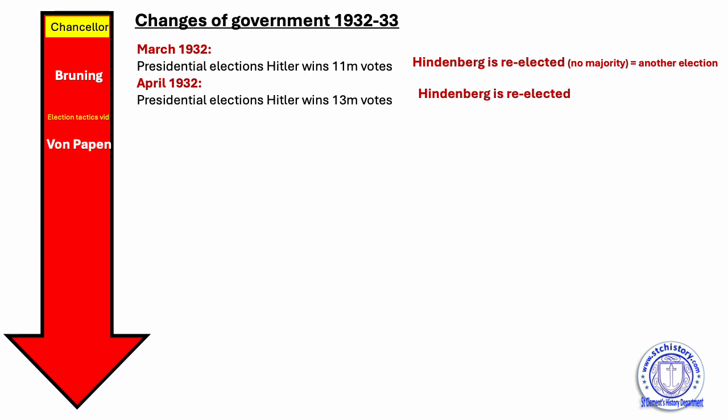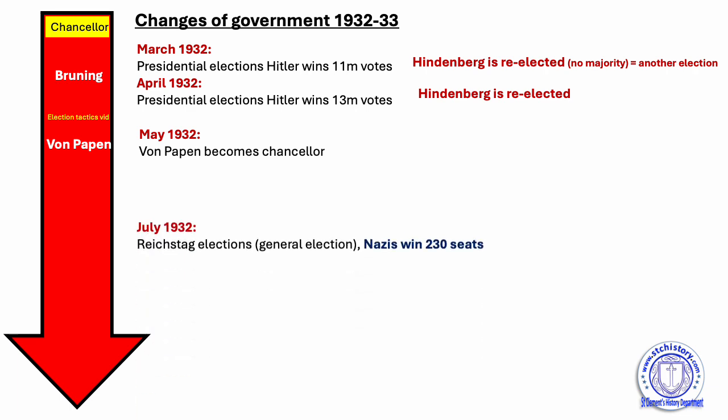This is important. Then we have a new Chancellor, because Brüning steps down, von Papen. He becomes the Chancellor, so that's the second Chancellor in the year. So we're only 5 months in. We've had 2 elections and 2 Chancellors.